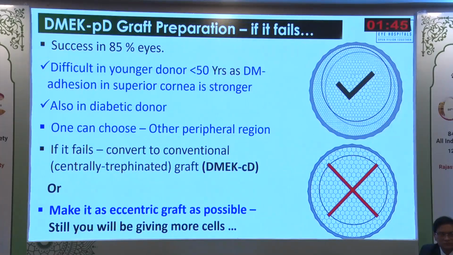So we are leveraging what is physiologically important for us. And this is our recommendation. So from 2018, for almost all our cases we are doing peripherally trephinated donors. It is difficult for younger donors or diabetic donors where the DM stroma adhesion is more.